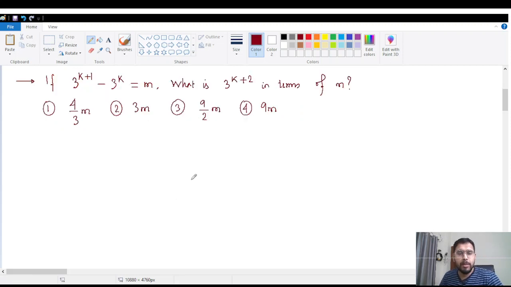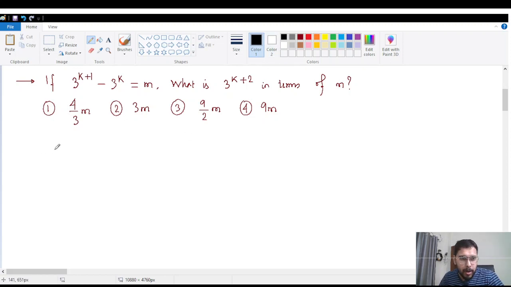This is our second question, and this is an MCQ question. As you can see, there are 4 options. So let us solve this problem. If 3 to the power of k plus 1 minus 3 to the power of k equals m, what is 3 to the power of k plus 2 in terms of m?